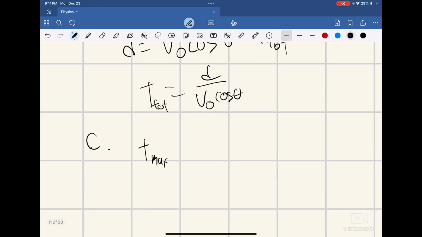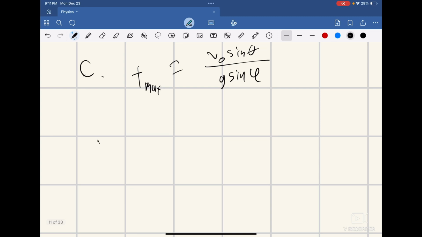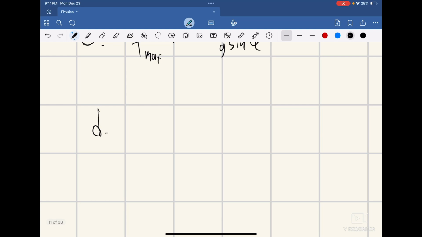So t max, the time to maximum height, is given by v initial sine theta over a, and here we know that a is equal to g sine phi. This should be v0, because they want us to use that instead of vi. So v initial sine theta over g sine phi is the formula to find t max. Yeah, that's it.